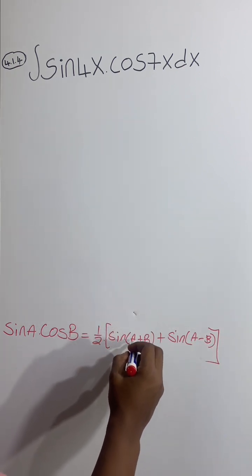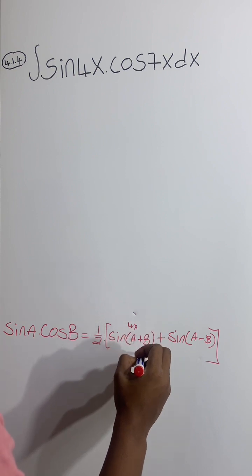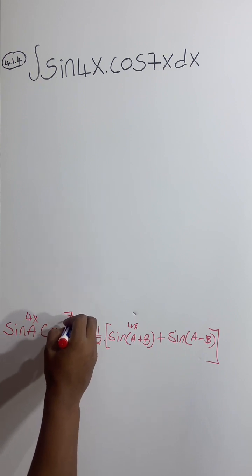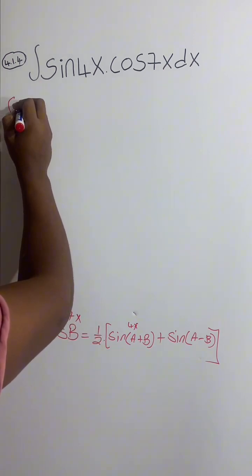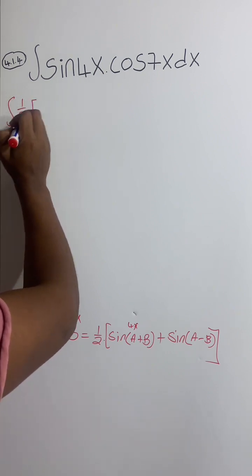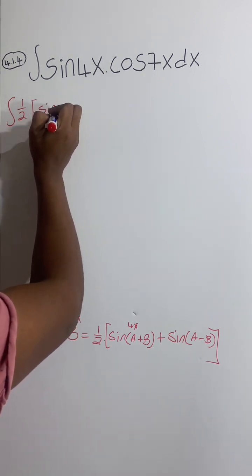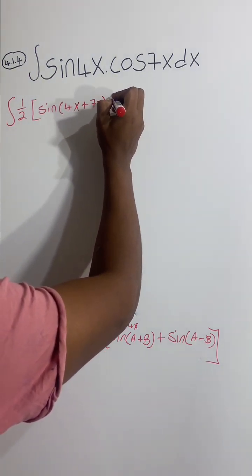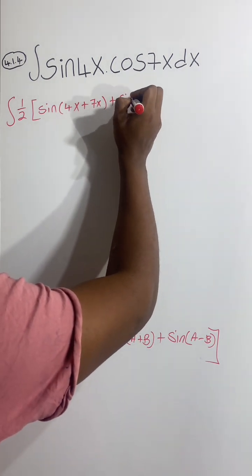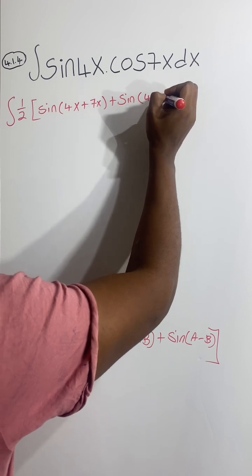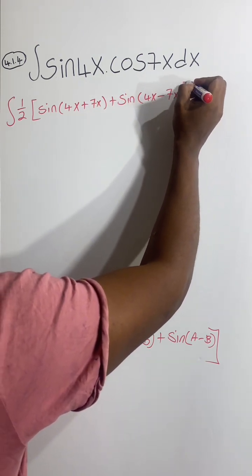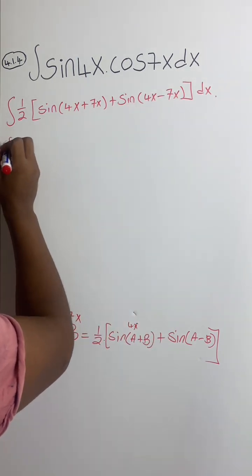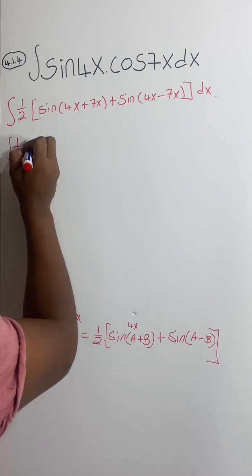So our A will be equal to 4x and B will be equal to 7x. So this integral will be equal to 1 over 2 in brackets sine of 4x plus 7x plus sine of 4x minus 7x dx. We can write that 1 over 2, let's retain it for now.